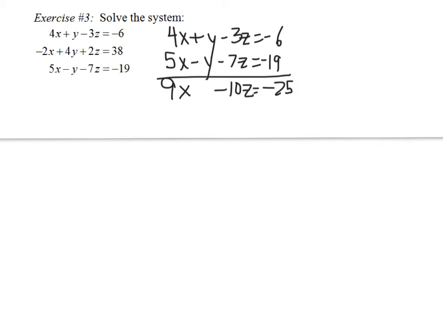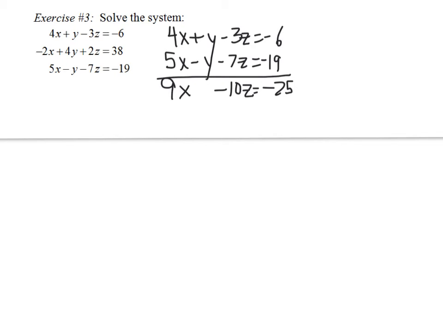Let's try exercise number 3, where again we are going to try to solve a system that has 3 equations with 3 variables. In this case, I looked at all 3 equations and decided that the variable y was going to be the easiest one to eliminate this time. When I look at the first and the last equation, I see that they have a positive y and a negative y. So it would be easy to eliminate the y's when I add those 2 equations together. So you'll notice that I wrote the first equation and the last equation, and I combined like terms, eliminating the positive and negative y, to get the following equation: 9x minus 10z is equal to negative 25.